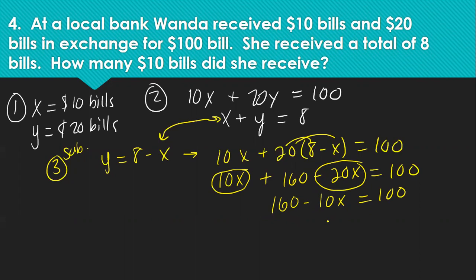Now we're isolating the x, the variable. So how do I isolate? What are the 2 steps to get x by itself? Anyone? Somebody? Minus 160, there we go. So I'm subtracting 160. And then what's the last thing I need to do? Divide by negative 10. So we have x equals 6.